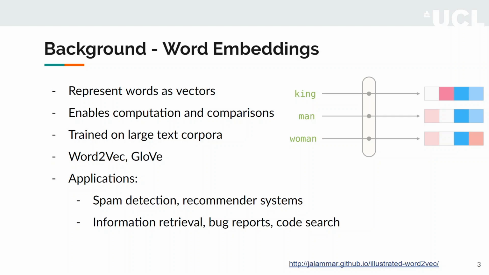Such word embeddings are trained on large text corpora, and two popular methods to do this are Word2Vec and GloVe. For both of those, there exist pre-trained models online that you can download and use for your applications. Applications that can utilize word embeddings are, for example, spam detection or recommender systems, but also software engineering tasks, such as information retrieval, search for bug reports, and also code search.